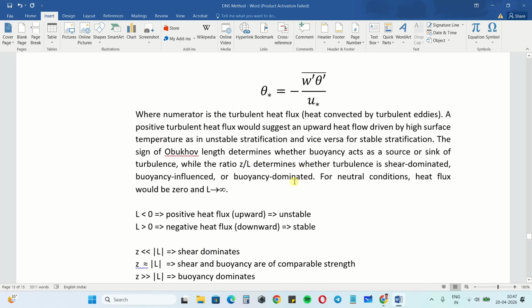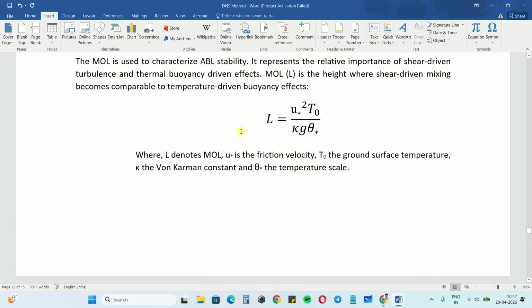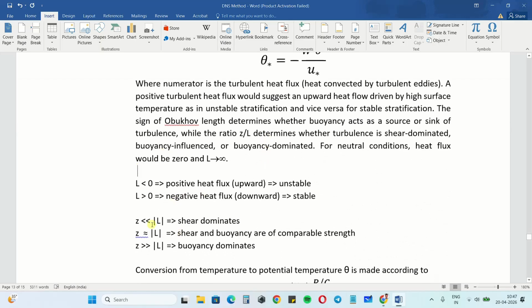Okay, when you have stable stratification, the ground surface is cooling, then the turbulent heat flux vector will have a negative sign and the heat is flowing to the ground. Okay, and theta star would be positive and the Obukhov length would be positive. Okay, so that's here.